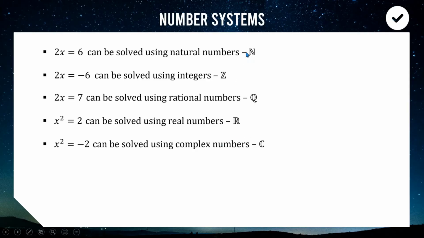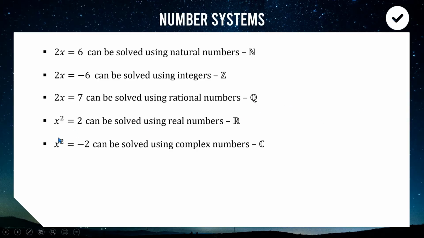So if we take these 4 pieces here, our natural numbers, our integers, our rational numbers, and our real numbers, and we include imaginary numbers, we now have a set called the complex numbers, represented by capital C. To solve x squared equals minus 2, you need to be able to do the square root of a minus number, which cannot be done with real numbers. You need to use imaginary numbers. And that's what we're going to explore today.